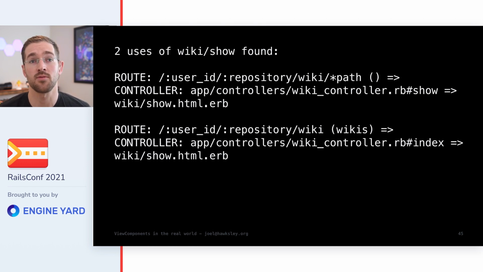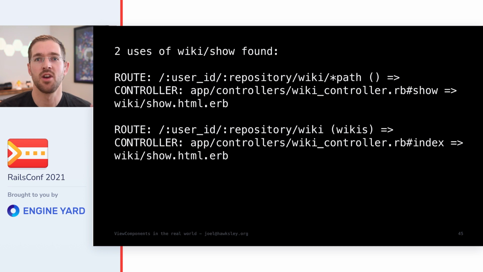So as you can see here, we have two uses of our template that we found, where the route wiki user ID repository wiki path routes to the show method of the controller and renders that show template. We also actually reuse that template for the index section of the controller as well. So by itself, this tool was really useful. We could see all of the routes that rendered a template.